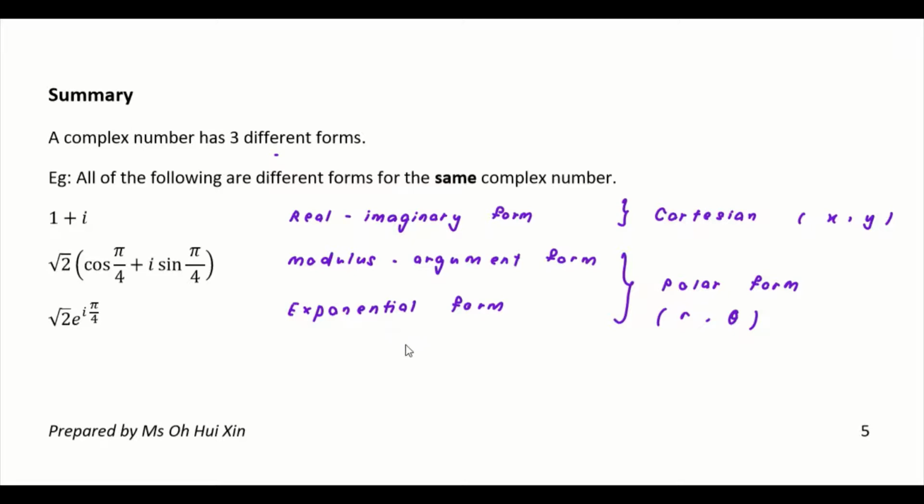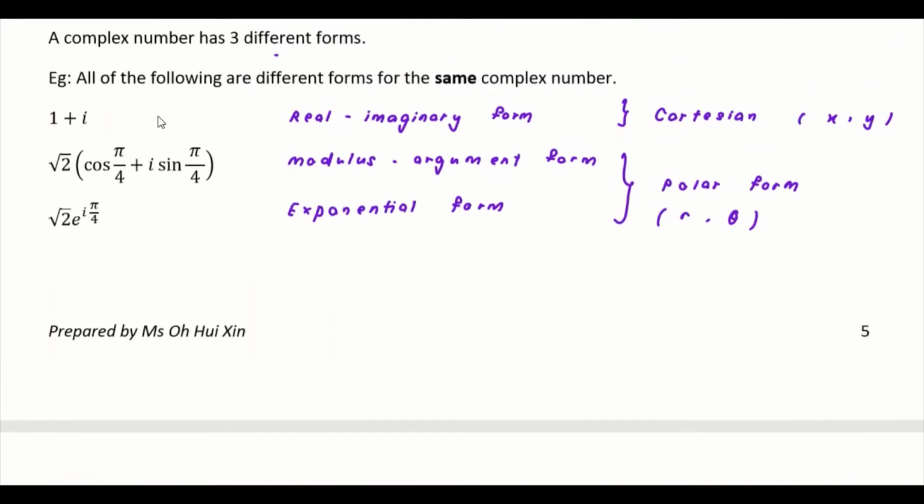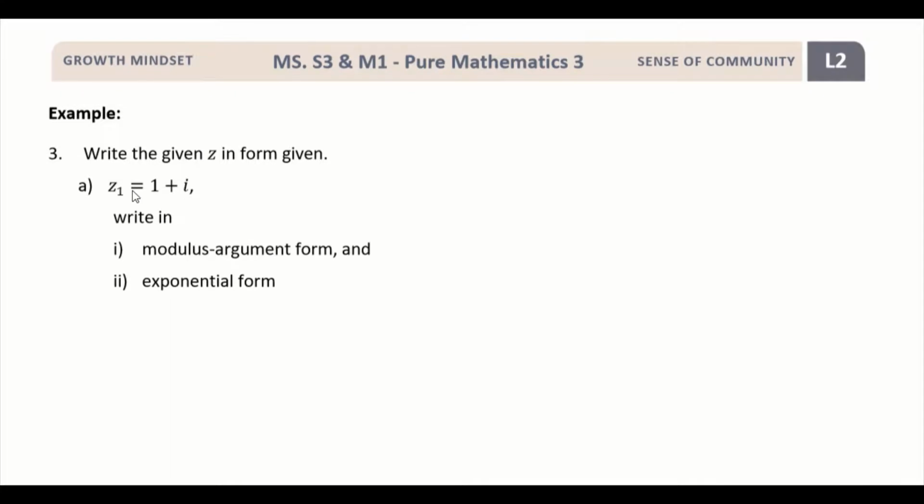All right, so let's go to number 3. A: write the given complex number in the form given here. So A: z1 equals 1 plus i. You are given the Cartesian form, and you are required to write it in the modulus argument form and the exponential form. You can see that this question is exactly the same as the example that I put in here, so later when we find the answer, we should get this exact same value. Okay, so now let's try to do it.